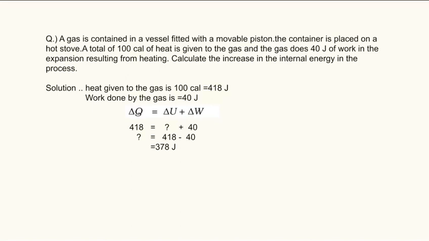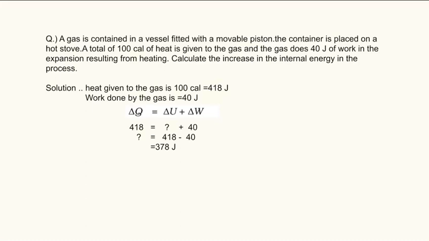Next is a sum. A gas is contained in a vessel fitted with a movable piston. The container is placed on a hot stove. A total of 100 calories of heat is given to the gas, and the gas does 40 joules of work in an expansion resulting from heat. Calculate the increase in internal energy in the process.